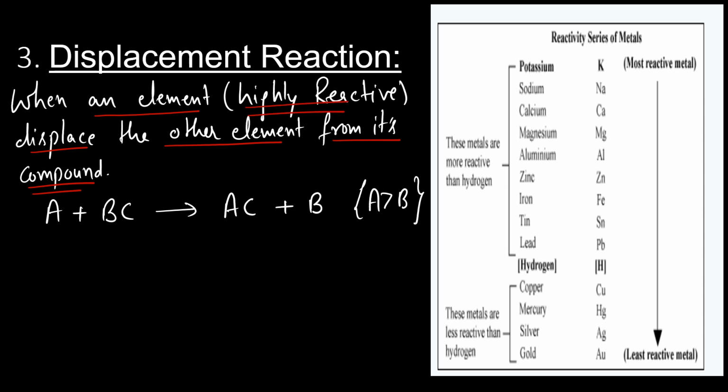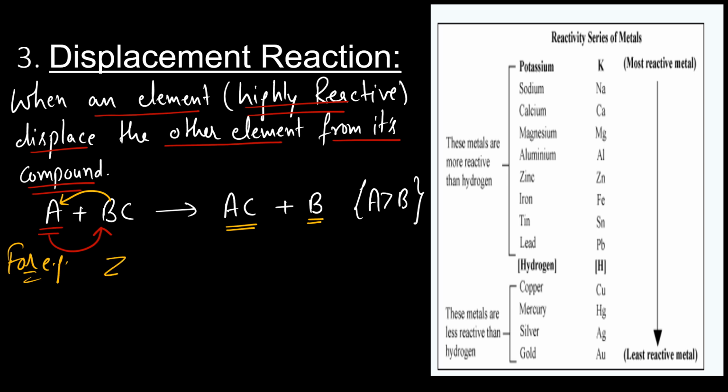Now let's see, let's say A has more reactivity than B, then A can take the place of B, and when A is displacing B, what is it going to form? It's going to form AC, and B will get free. So let's see a few more examples with regard to this.